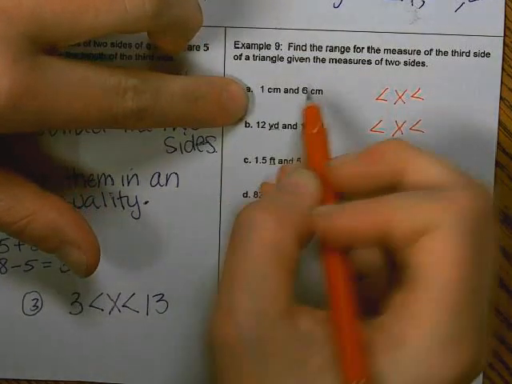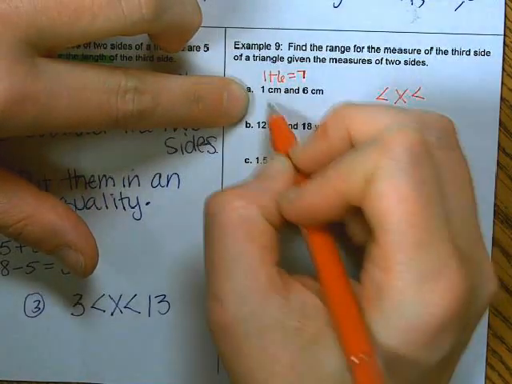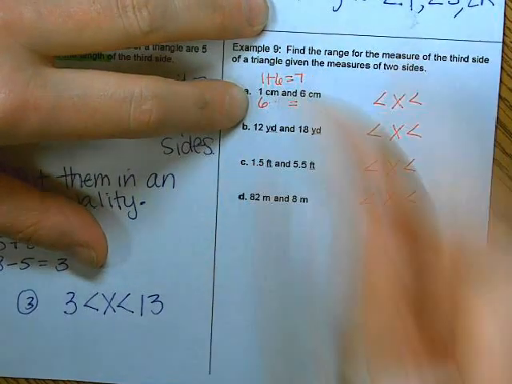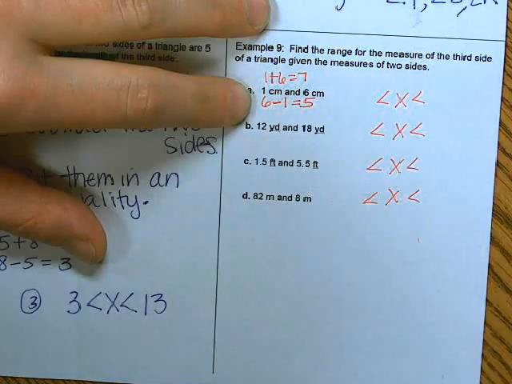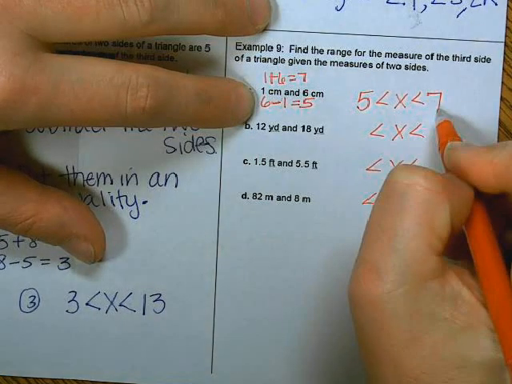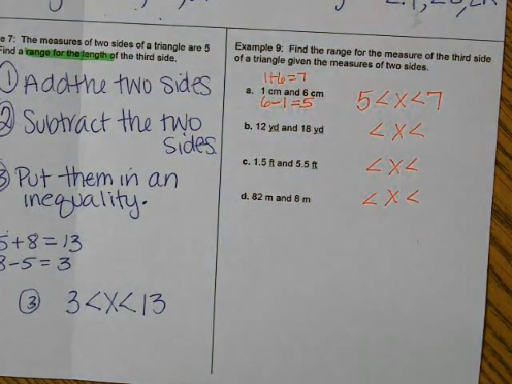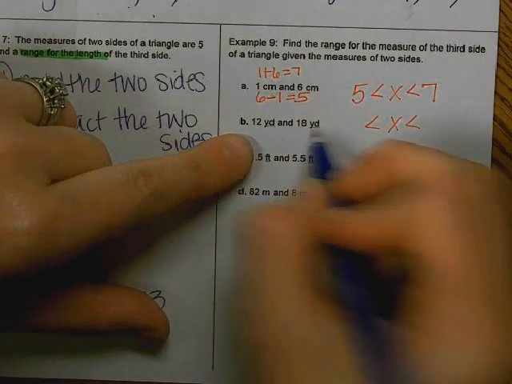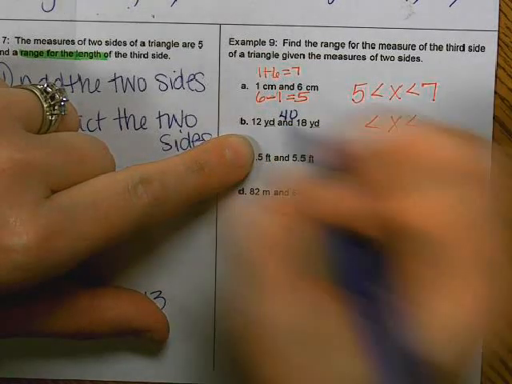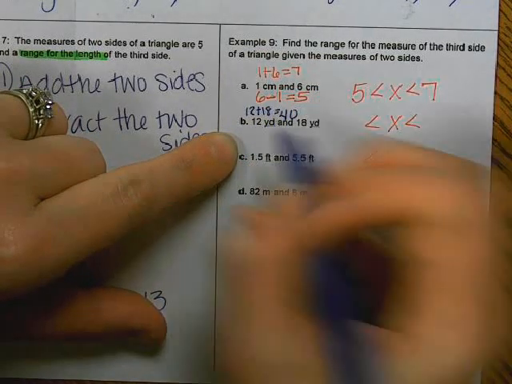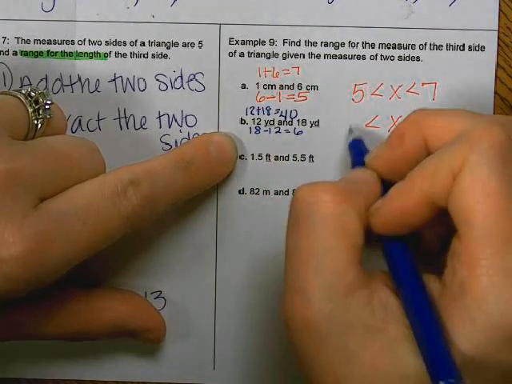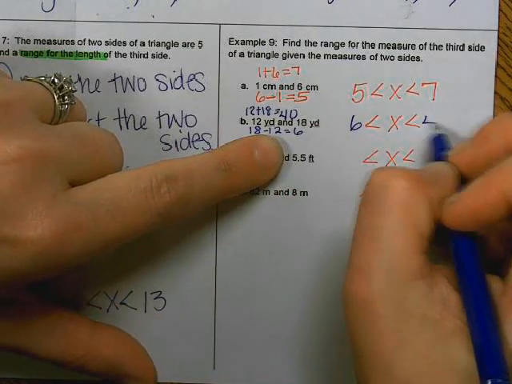So then you're going to add the numbers, 1 plus 6, that's 7. You're going to subtract the numbers, 6 minus 1 is 5. And then you're going to write them over here. Always put the smaller number on the left side and the bigger number on the right side. Okay? This one, add them together, 12 plus 18, that's going to be what, 30? And then subtract them. 18 minus 12 is 6. So it's between, smaller number goes here, 6 and 30.